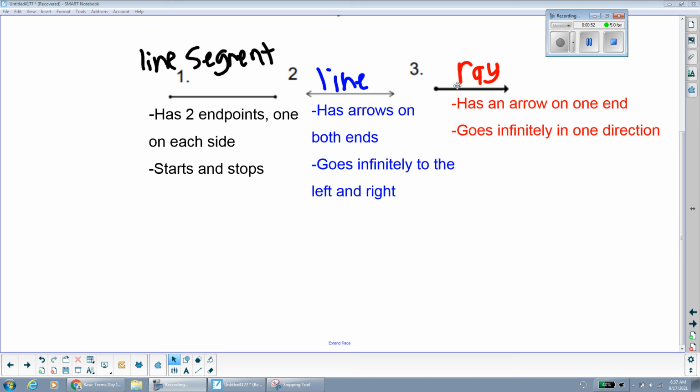And finally, we have a ray. A ray has an arrow on one end and an endpoint on the other end. It goes infinitely in just one direction.